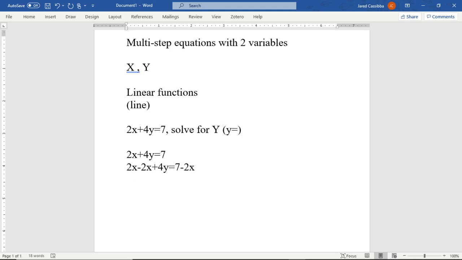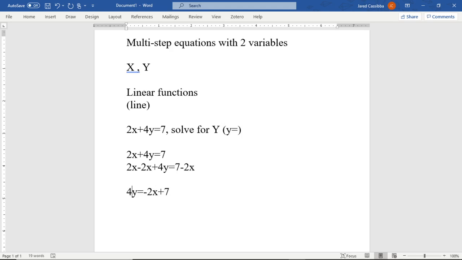Okay, so that is 0, so that's just 4y, all by itself now. And the 7 minus 2x, those are not like terms, so I cannot do anything. I'm going to put the letter first because it looks nicer that way. Okay, so that's step 1, getting the y value by itself.